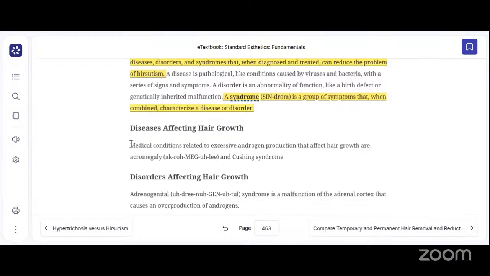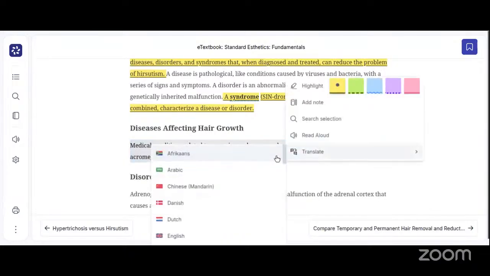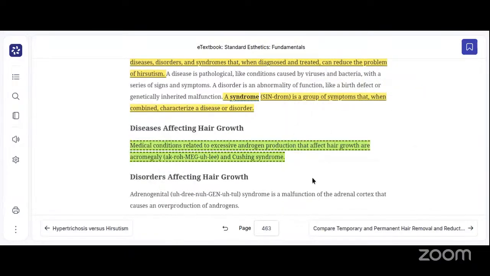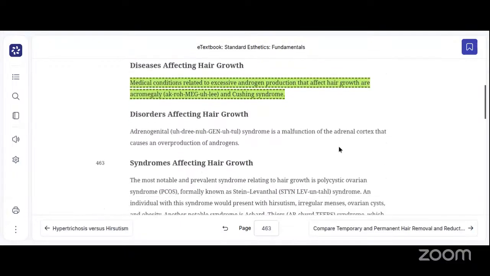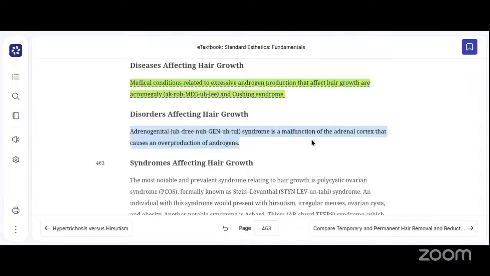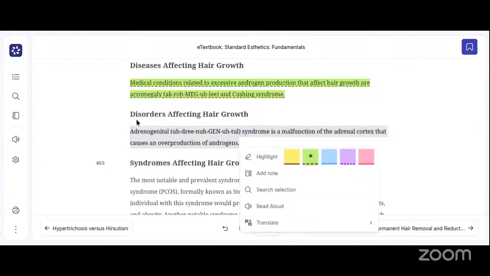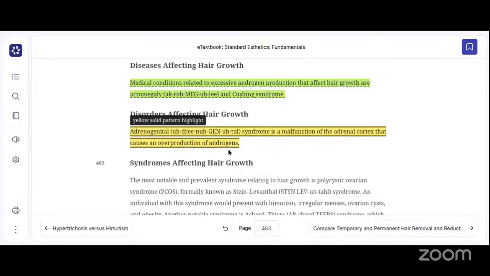Diseases affecting hair growth. It says medical conditions related to excessive androgen production, that's hormone production, that affect hair growth are Cushing syndrome. That's something to research. Cushing syndrome, it's not highlighted, so you may not find it in there. Do some research as well. Androgenetic syndrome is a malfunction of the adrenal cortex that causes overproduction of hormones. So these are disorders affecting hair growth. Androgenetic. Okay. Genetic alopecia. So you may have heard that before as well.